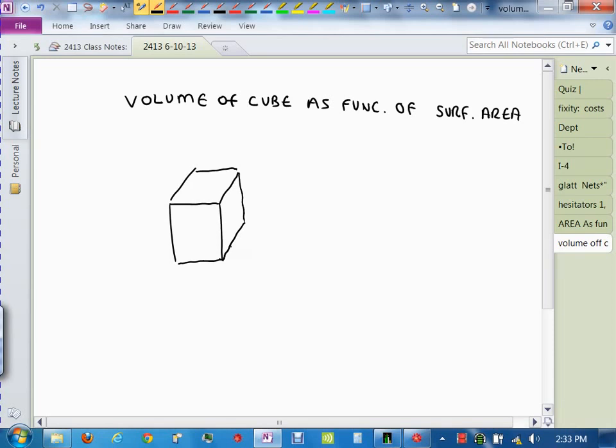All the lengths of all sides are equal, right? So let's label some sides. I heard X. That sound okay with you? X, that means this is X, and that means this is X. And I know the volume of that is what? What's the volume of a cube? X times X times X. So X cubed. That I know.